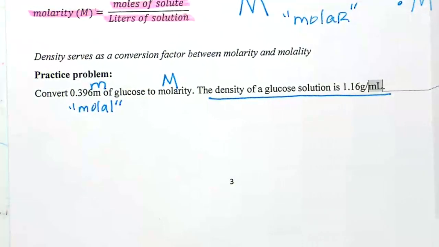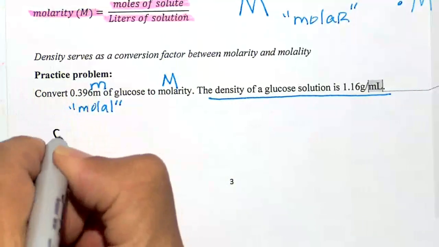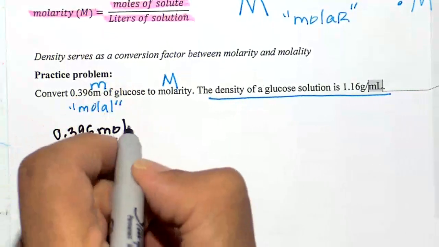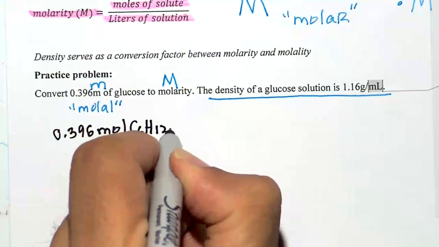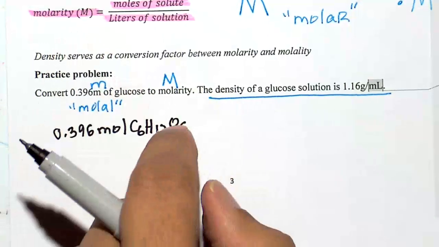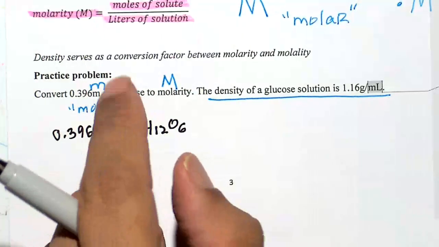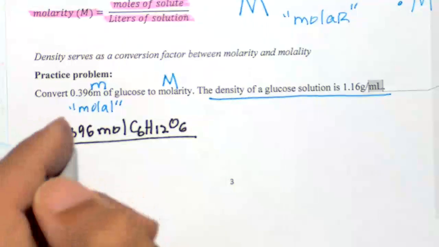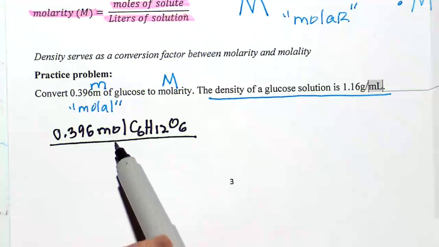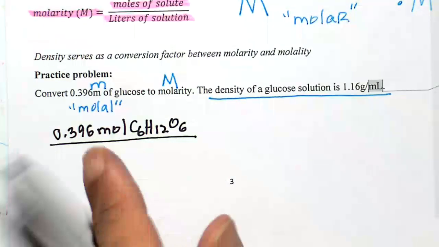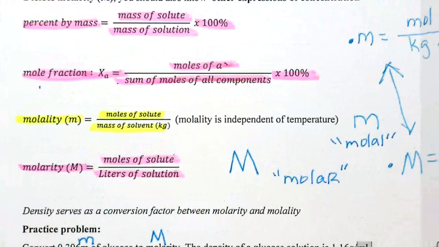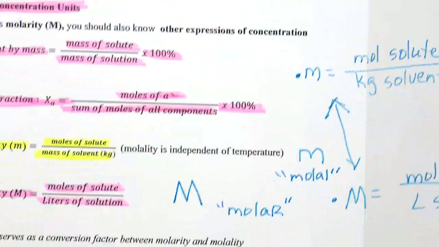All right, so here's how we'll do this problem. It's a little tricky. This 0.396 molal, what does it mean? It means 0.396 moles of glucose, C6H12O6. I'll give you that formula for glucose, you don't have to memorize it. Over what? What is molality? Moles of solute over what? Over kilogram of solvent.